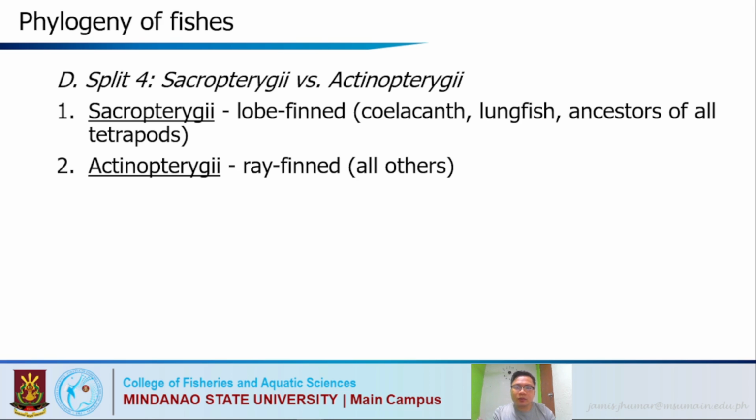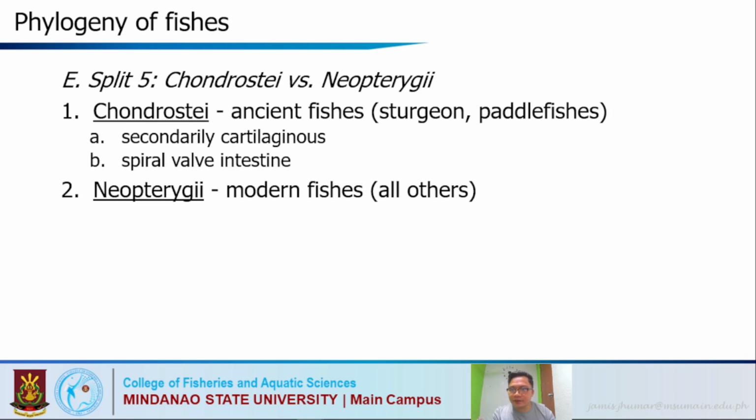So you are going to split them further into another classification. Ito yun siya, Chondrosteae and Neopterygii. So itong sa first classification, meron tayong tinatawag na spiral or secondarily cartilaginous and spiral bulb intestine. Ito yung mga spiral bulb intestine, basically examples are shark, no? Ang mga sharks are highly predatory organism. So they have this spiral bulb intestine to increase the surface area for absorption during digestion.